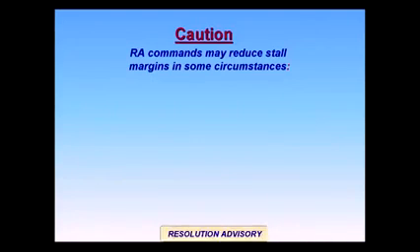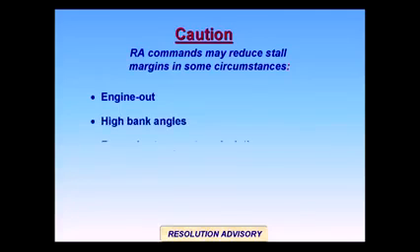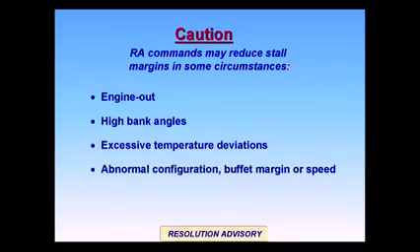The TCAS system may command maneuvers which significantly reduce stall margins in some situations. Be especially cautious when operating in these circumstances: after the loss of an engine, when the bank angle exceeds 15 degrees, when ambient temperatures vary more than plus or minus 50 degrees Fahrenheit, performance may be degraded beyond TCAS predictions. Also be cautious when operating in high drag configurations with reduced buffet margins or at speeds below recommended operating speeds.